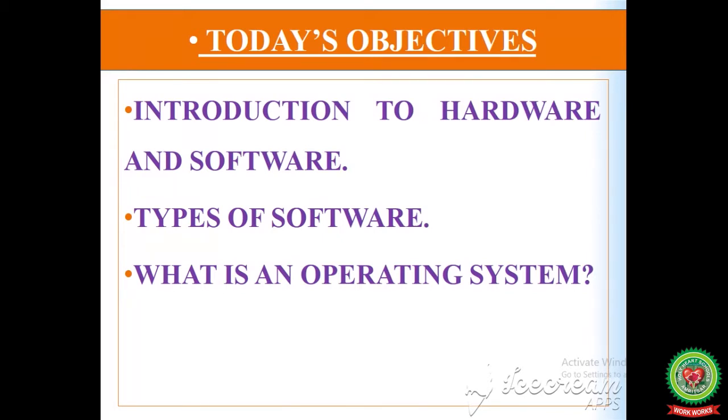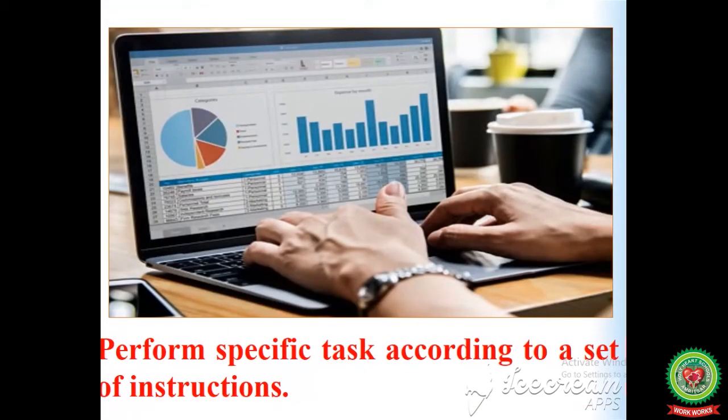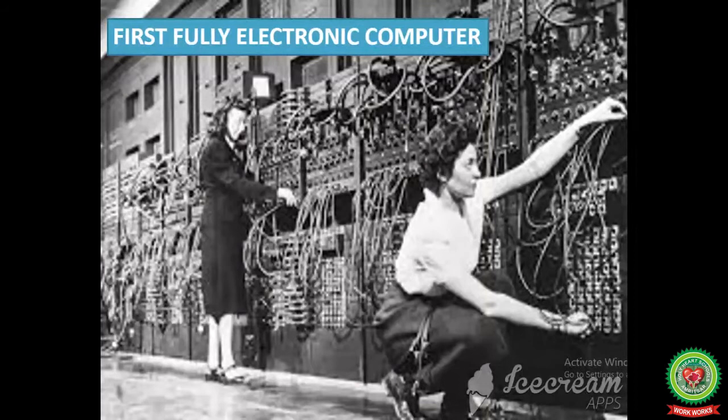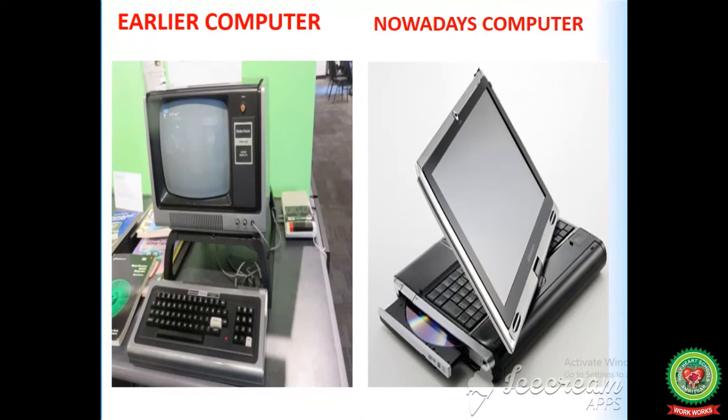is an operating system. So students, as you know, computers are machines that perform specific tasks according to a set of instructions. The first fully electronic computers were introduced in the 1940s. These computers were very large in size and required a number of people to operate them. Comparing those early machines with the computers available nowadays, they are amazing. They not only range in size, speed and capability, but can also fit on your desk, on your lap or even in your pocket.